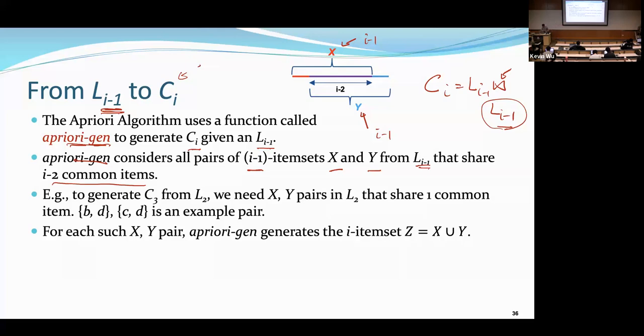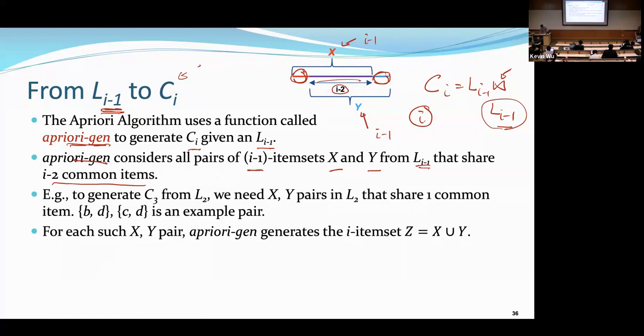This is the part where they overlap, and it consists of i minus 2 items. So we have one extra item from X that is not in Y, and we have one extra item in Y that is not in X. If we combine X and Y together, you get i items. So here we have i minus 2, plus 1 here, plus 1 here. So we have i items. So the union of X and Y is an i-item set.